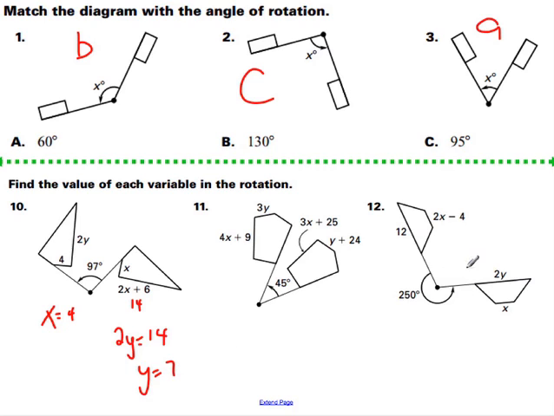Kind of the same concept happens here. We could say 12 is going to equal 2y after it goes through this type of rotation. So 2y equals 12, y equals 6. Another way we can say this is 2x minus 4 equals x. We would subtract x from both sides, add 4 to both sides, and we basically have that x equals 4. So that's kind of how this works.